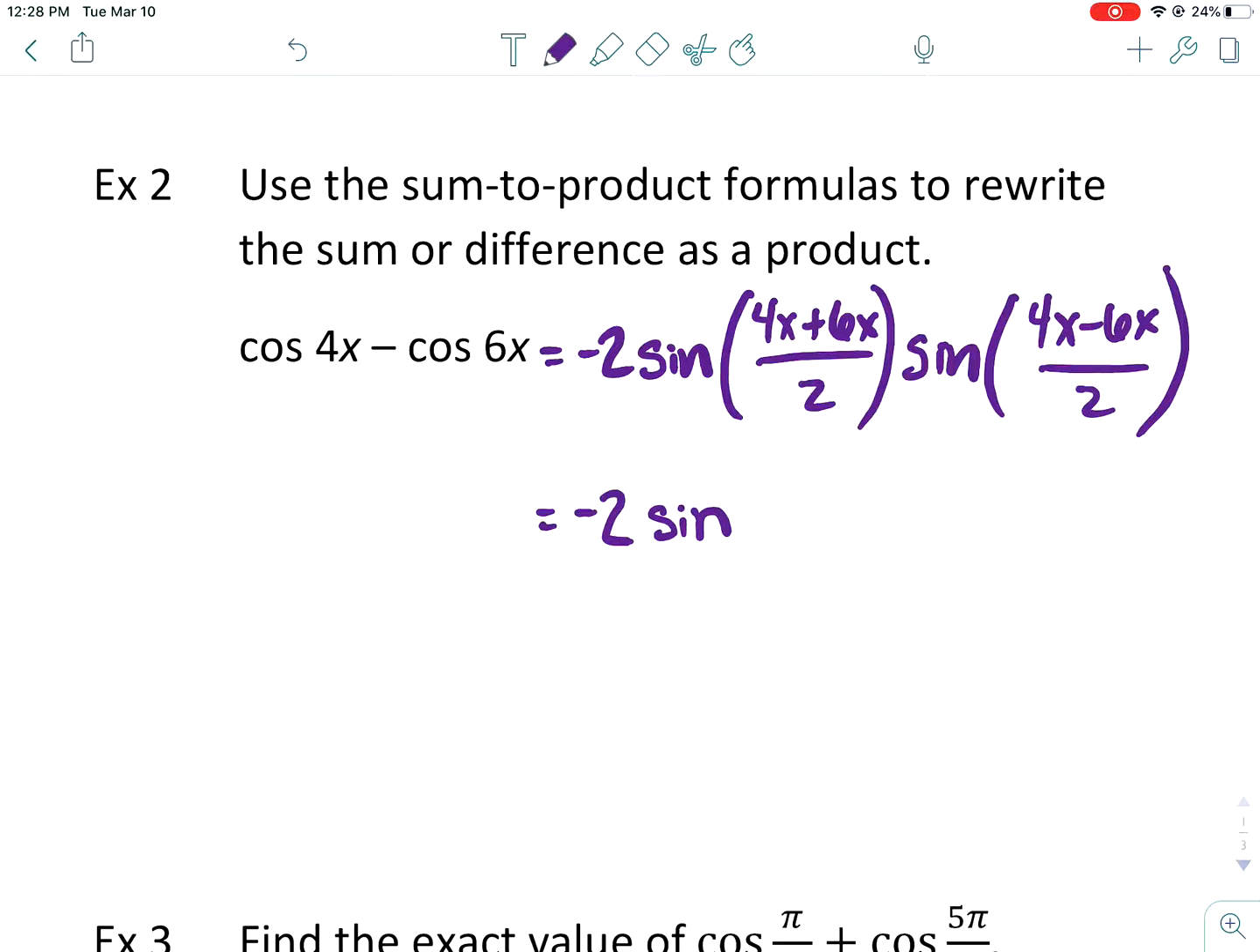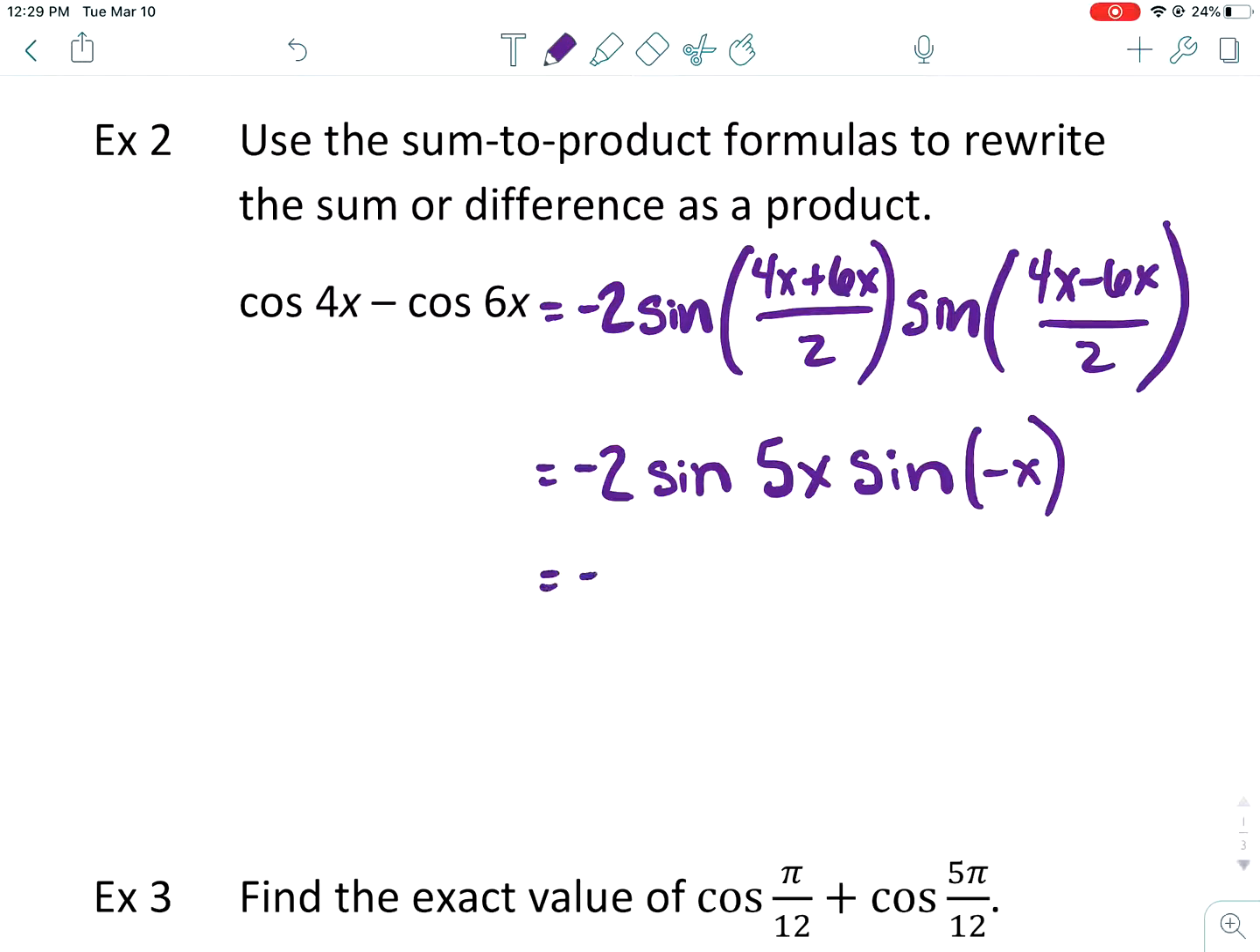All right, so I'm going to go ahead and add and then divide by 2. So when I add, I'm going to get 10x, and then dividing that by 2 is going to be 5x. All right, and then I will subtract and get negative 2x and divide that by 2, and it's going to be negative x. Okay, and then we have the same situation we were just talking about. For sine of negative x, that's going to be the same as the negative sine of x.